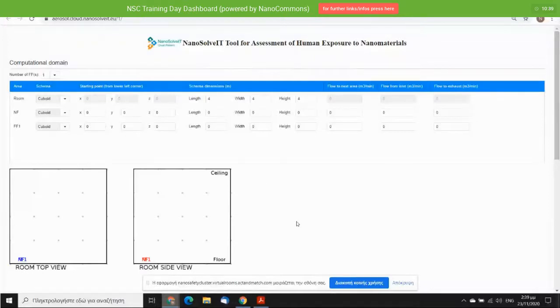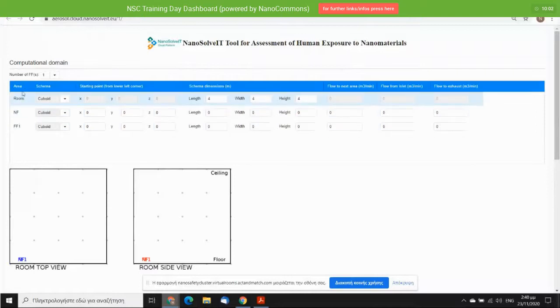So the first thing that you see is the computational domain. Here is where we have to partition the room into the areas that I mentioned, the near field, the NF, and the far field, the FF. So in a simulation we can have, of course, one room and one NF, because there we assume that we have only one source inside this NF, but we can have multiple FFs. For the first example, we are going to use only one FF.